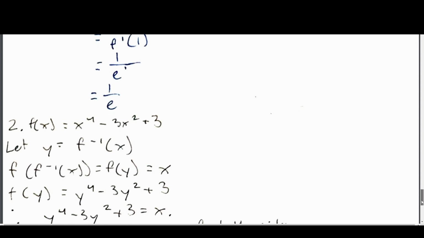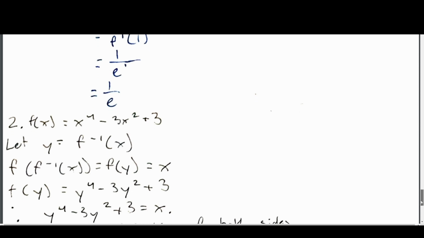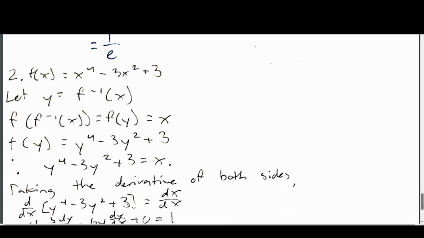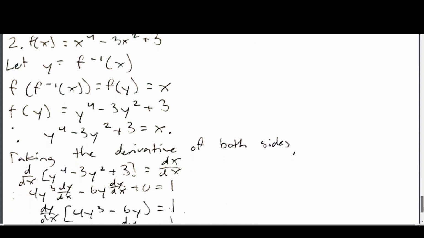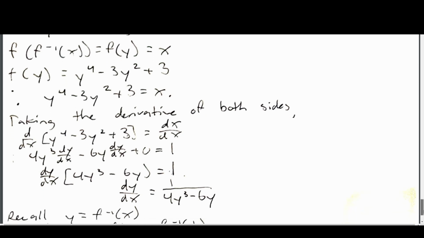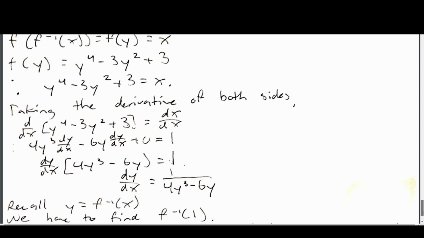So we have y to the power of 4 minus 3y squared plus 3 equals x, and now we can solve for the derivative implicitly. By taking the derivative, we end up with dy over dx equal to 1 over 4y cubed minus 6y. You can see the steps that I did here should be kind of review. Then we need to recall that we set y equal to the f inverse of x. Because we did that, we have to find f inverse of 1, since we're dealing with y's in this equation, but we need to find what y equals.